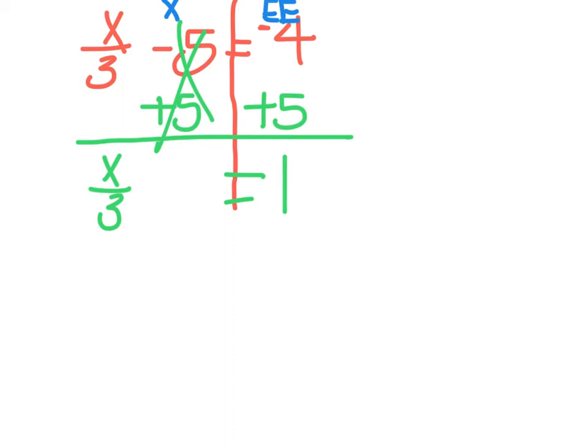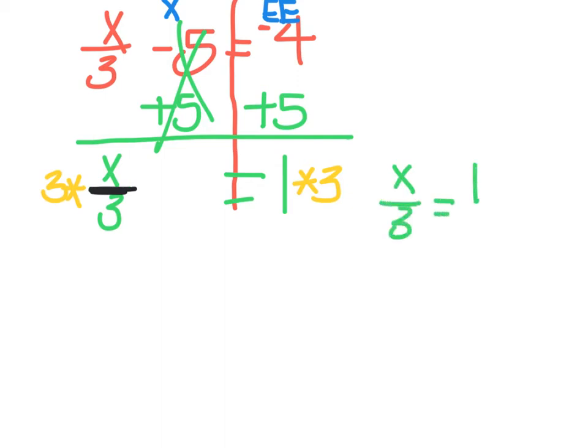So now I've got to do a step, which is to get x by itself. Currently, x and 3 are divided, so I need to do the opposite of division, which is multiplication. So I'm going to multiply both sides by 3. Another way you could think of it, I'm going to rewrite this as x over 3 equals 1.